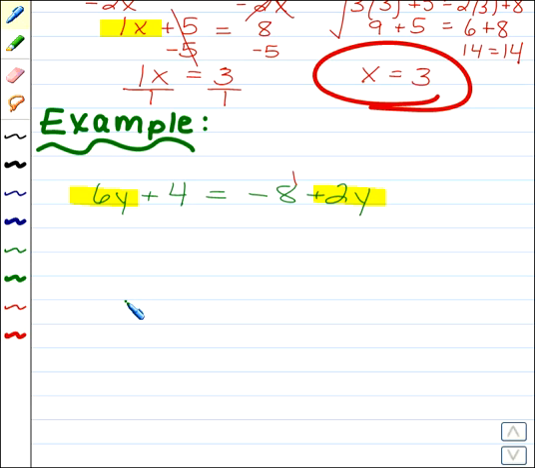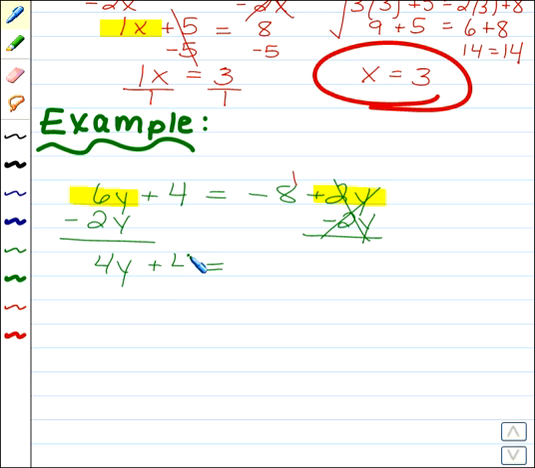Alright, I hope you have the value for y there. Remember, the first step is to get those y's on the same side. Let's go ahead and start by subtracting 2y. If I subtract 2y here, that drops out, which is what I wanted to have happen. If I subtract 2y on the other side, 6y minus 2y is 4y.